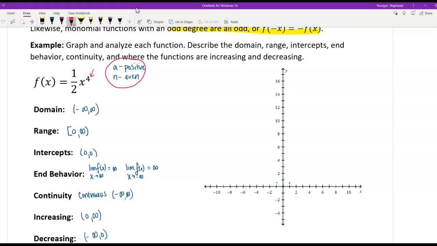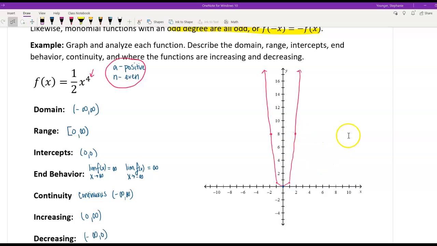And same with negative 1. But if I were to put 2, 2 to the 4th is 16. And then 1/2 of 16 is 8. So I go from 2 to 8. And because it's that U shape, it's negative 2 to 8. So let's go ahead and draw that curve real quick.